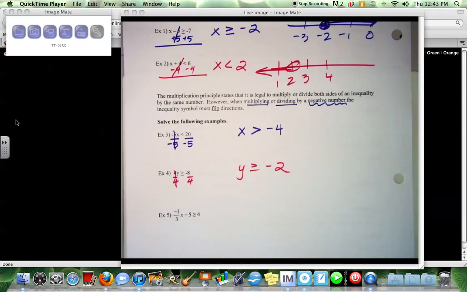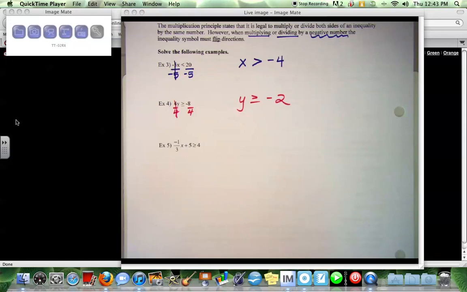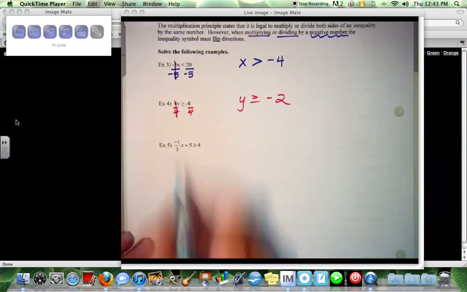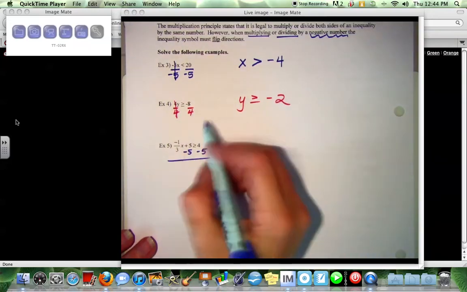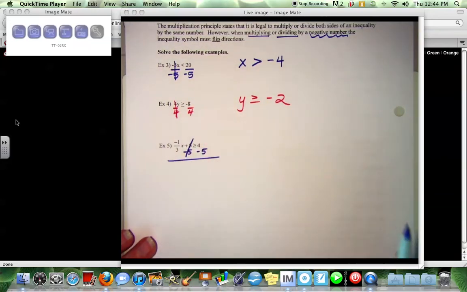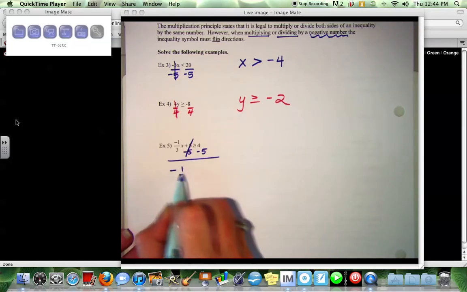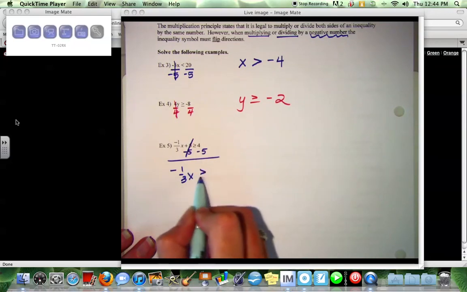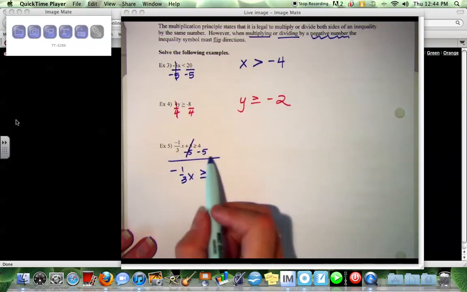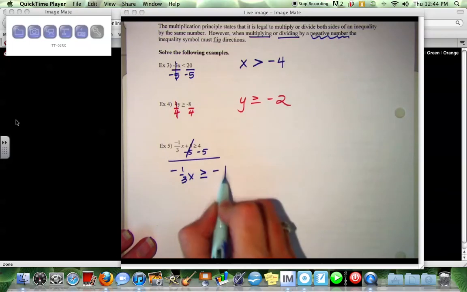Example 5. We have -1/3 x plus 5 is greater than or equal to 4. Would you use the reciprocal on this? Well, first, why don't you subtract 5 from both sides? So we have -5 to both sides. So the 5's cancel. So now we have -1/3 x. Bring down your symbol, greater than or equal to 4 minus 5, which gives us -1.